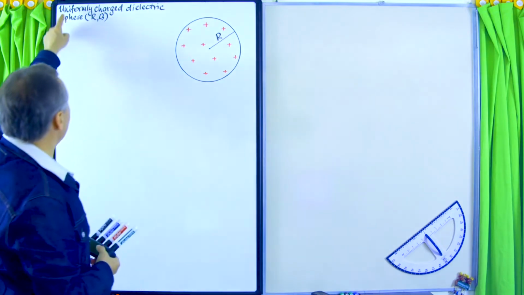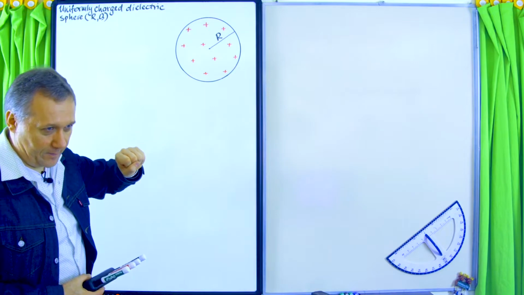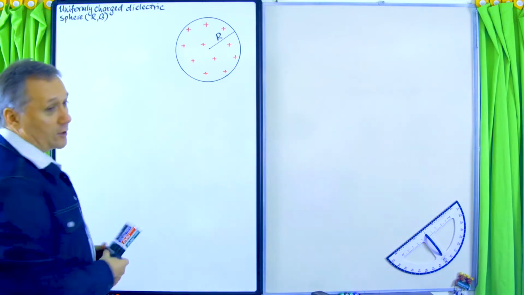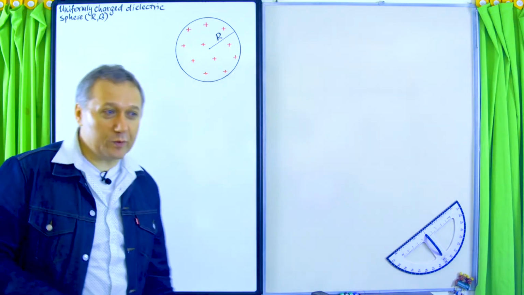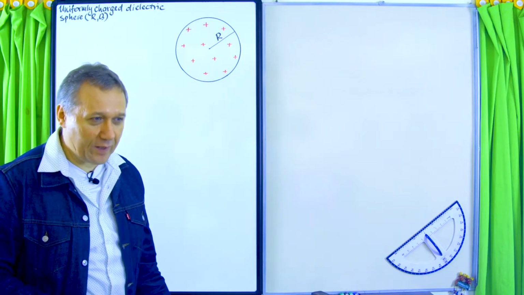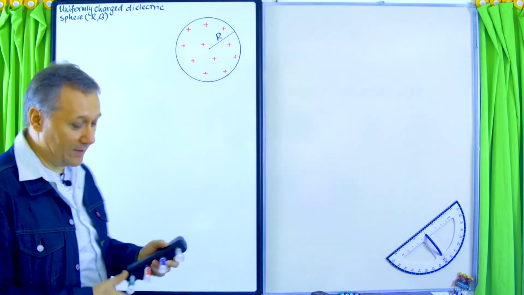But anyway, here we have a uniformly charged dielectric sphere, right? It's not a metal, it's not a piece of metal. Metals will be discussed later. Okay, so that's what is given, and what we need is to find the electric field. We need to find an expression for the electric field outside of the sphere and inside.